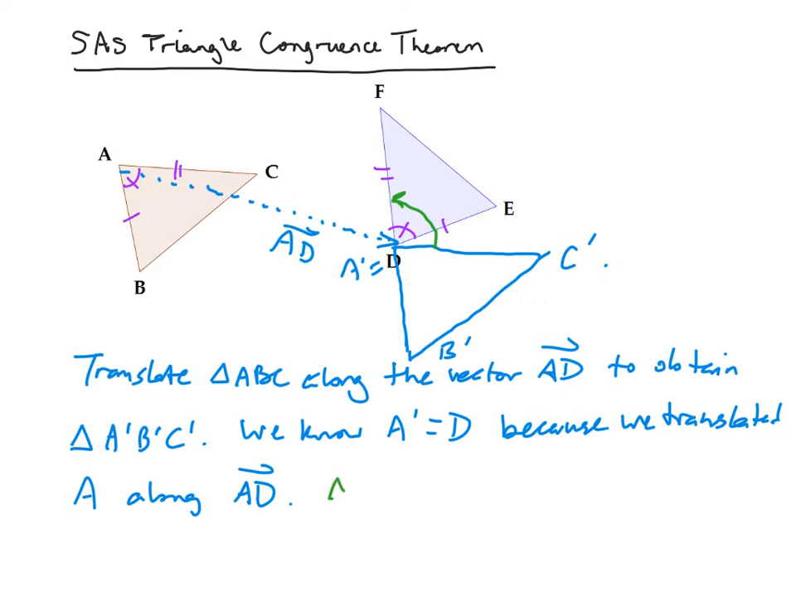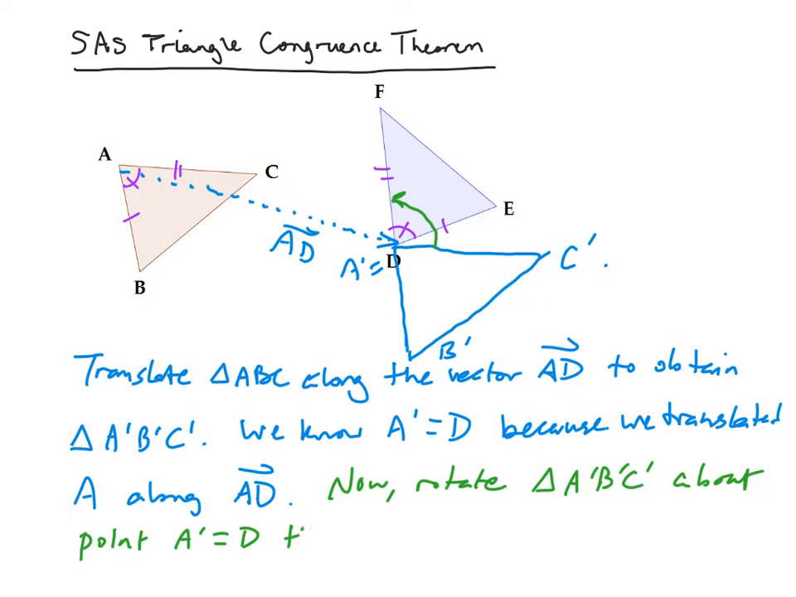So now I'm going to rotate triangle A prime, B prime, C prime about point A prime, which is the same as D, through the angle C prime, D, F. Just kind of like what we did in class, except now I think we're going to get a cleaner proof out of it. All right, and that's going to give me a new triangle, A double prime, B double prime, C double prime.